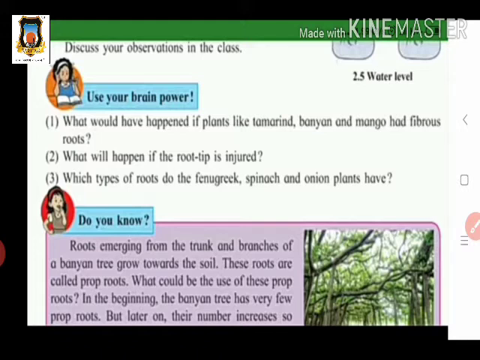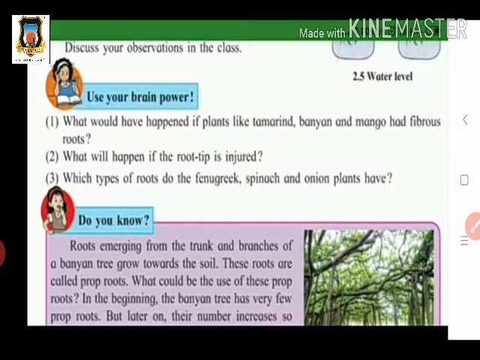So which type of root gives very strong support to plants like tamarind, banyan? These are very thick and heavy plants, so they should have a strong root. If they have such type of fibrous roots which are very delicate, then this plant cannot withstand on the earth surface. So it is the answer of the first question, okay. So in this way you should try to give the answers of these questions.